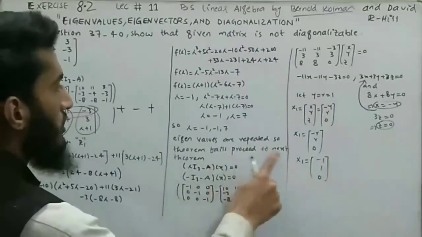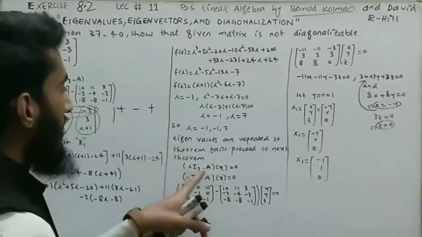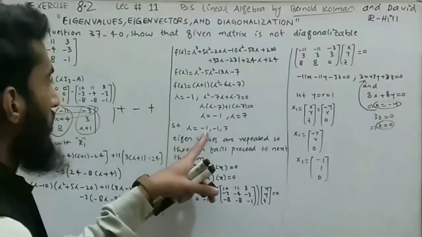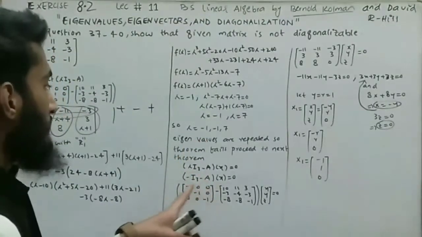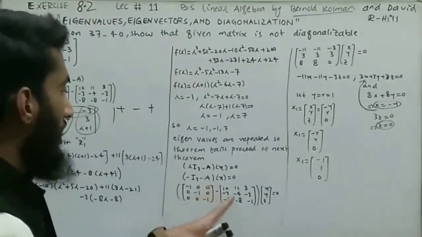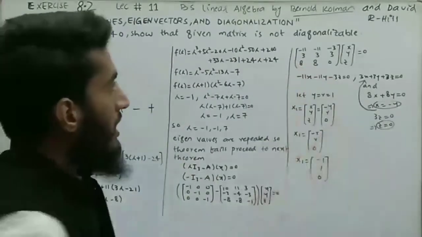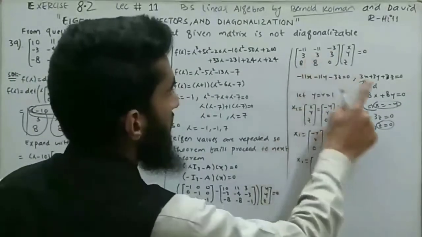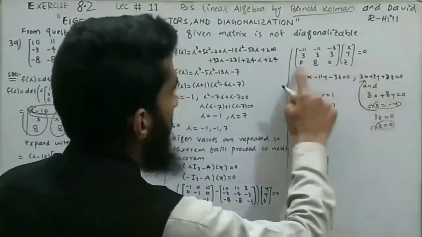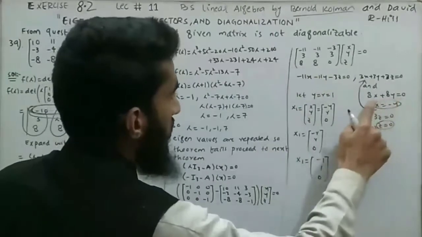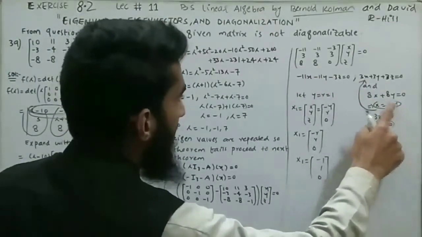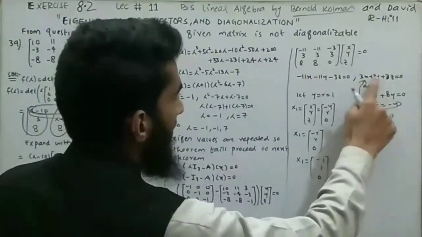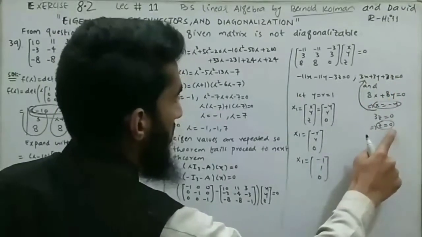So we will proceed to the next theorem, X into (lambda I3 minus A). So put lambda, the repeated value, minus 1 over here. So minus I3 minus A: minus into I3 is this, minus A is the original matrix. By simplification, I get minus 11x minus 11y minus 3z is equal to 0, 3x plus 3y plus 3z is equal to 0, and 8x plus 8y is equal to 0. So it becomes x is equal to negative y. By putting x as negative y, it becomes 3z is equal to 0. So z is equal to 0.